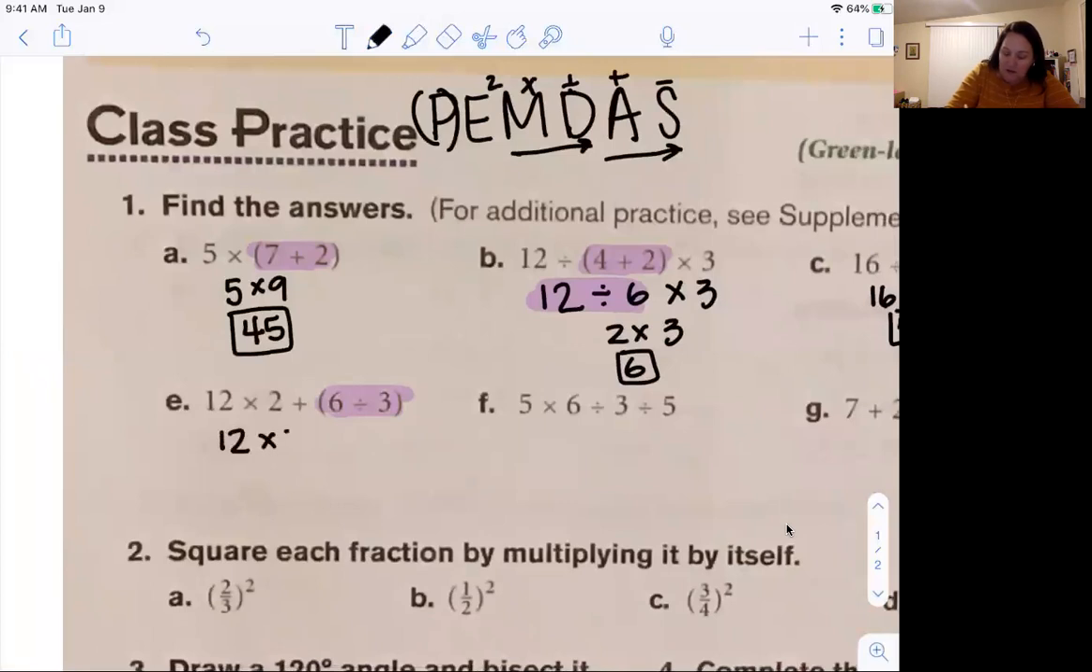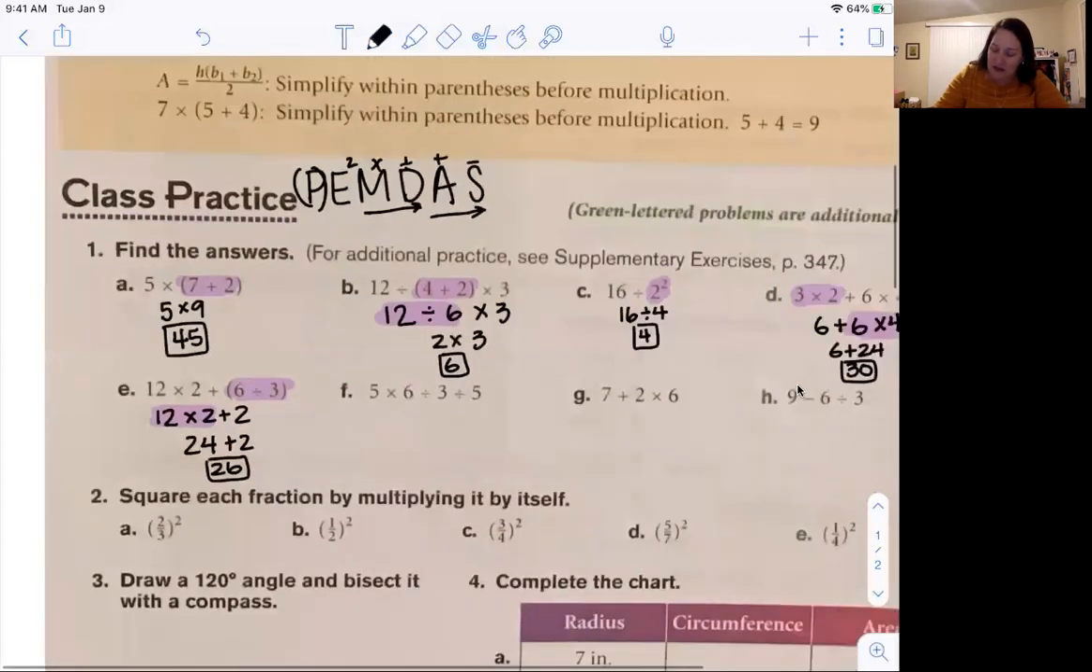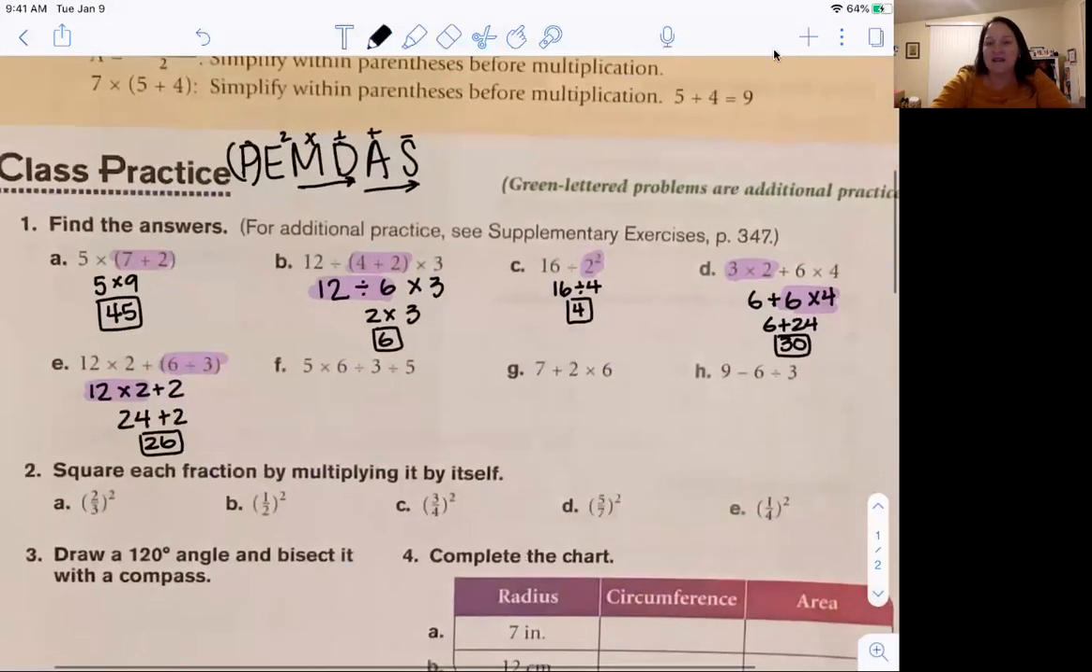12 times 2 plus, what are my exponents? 6 divided, not exponents, parentheses, excuse me. 6 divided by 3 is 2. Good. So am I going to do 12 times 2 or 2 plus 2 first? 12 times 2, because I have to do multiplying before I do adding. 12 times 2 is 24. 24 plus 2 is 26. Excellent. Okay, pause. Try F, G, and H. Come back and see how you did.